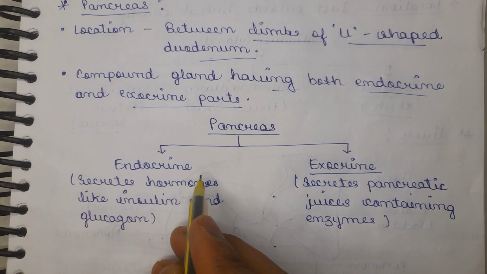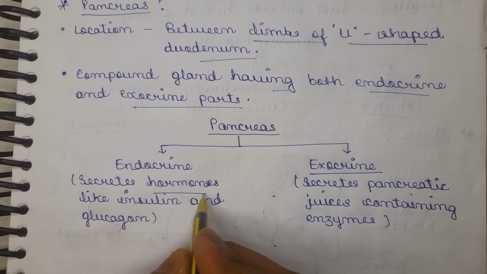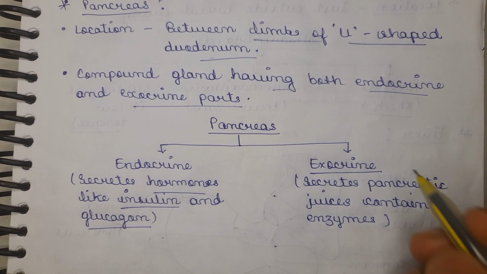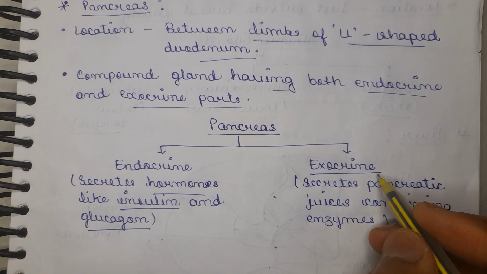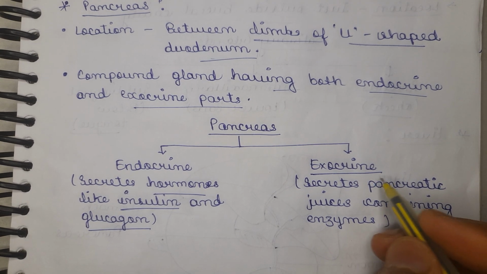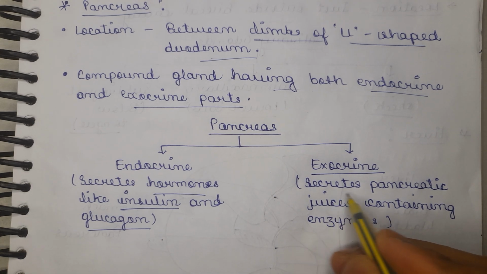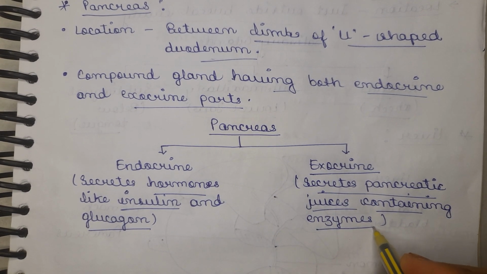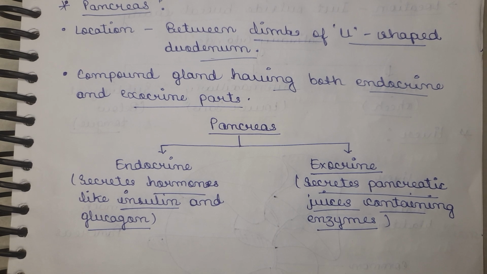In the endocrine section, it secretes hormones such as insulin and glucagon. The exocrine part does not have any tubules or tube-like structure for the secretion of hormones, and this exocrine part secretes the pancreatic juice containing some enzymes, and they flow directly inside the blood.